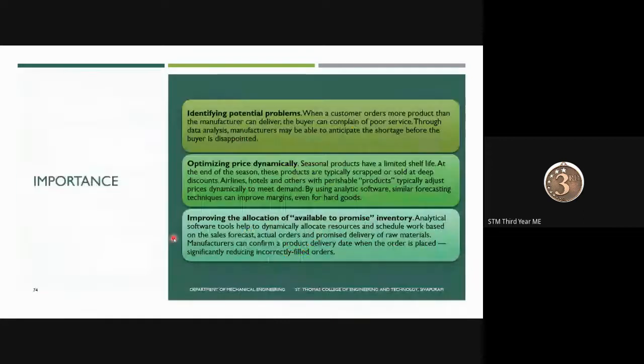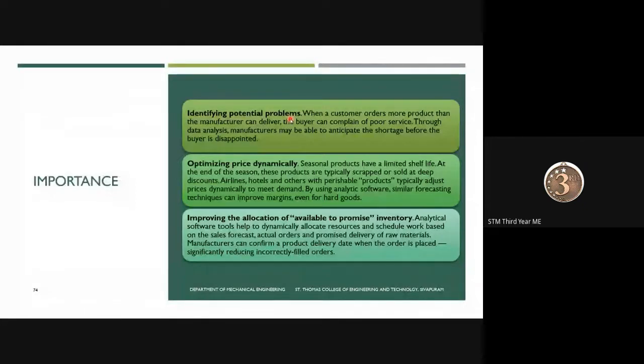So what is the importance of doing supply chain management? Basically three important things. First one is identifying potential problems. We already know that to find out these problems, we were using lean manufacturing techniques, right? Such techniques are still being used, and they are the main part of supply chain management. So we will be identifying potential problems.